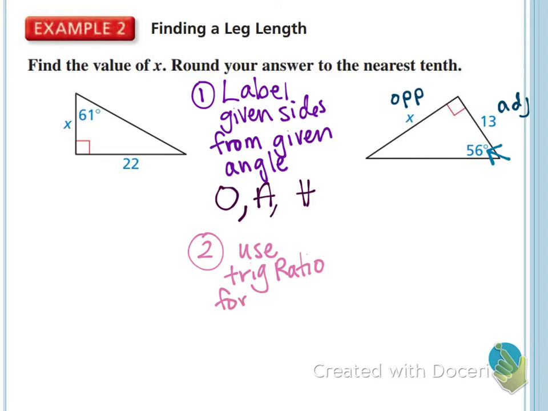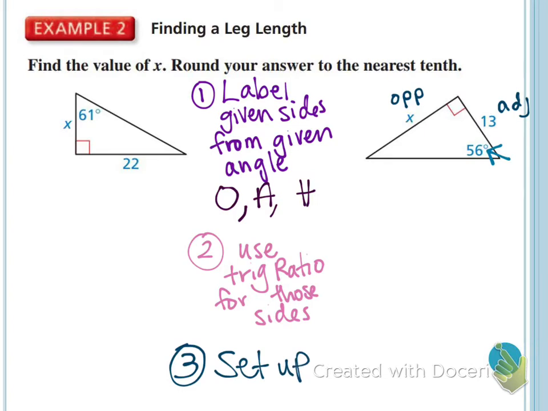So technically step two, so this section you obviously know, step two is you use the trig ratio for those sides. So tomorrow we learn about sine and cosine, and you'll have already learned about tangent. So tomorrow and beyond, you'll need to figure out, oh, I have opposite and hypotenuse, that's sine. Oh, I have adjacent and hypotenuse, that's cosine. But today we have opposite and adjacent. So which trig ratio deals with those two sides? Tangent, right?